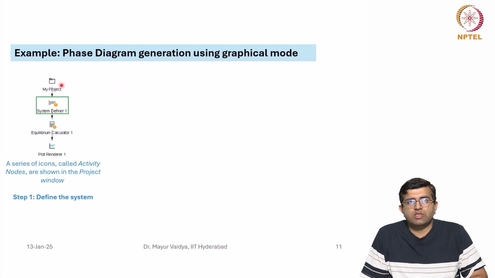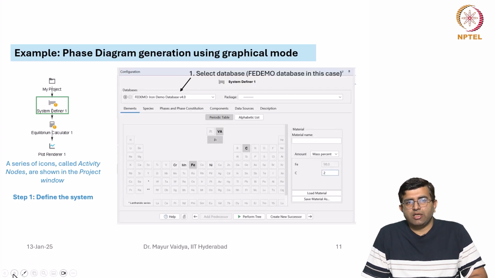Basically, you will see a series of icons called activity nodes. These are available in the project window. So, the first step is to define the system. That means for what system you want to generate the phase diagram.